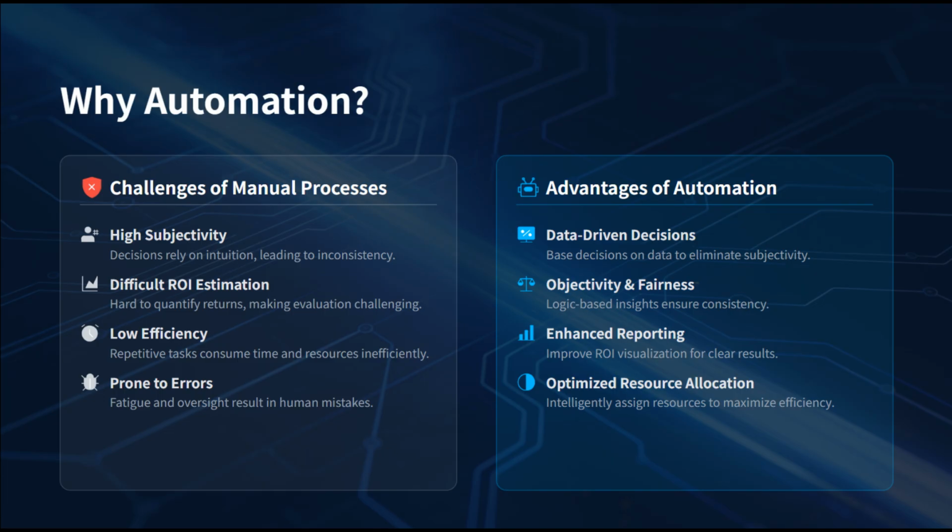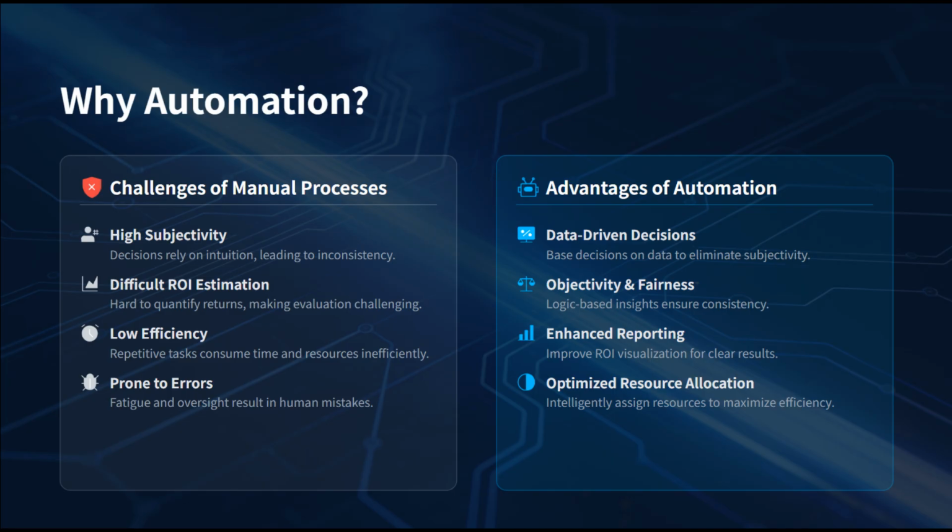First, why automation? Let's be honest, manual work has a lot of problems. It's inconsistent, because people make decisions based on their gut instead of facts. It's slow, because you waste hours on the same boring tasks over and over. It's easy to make mistakes, too. Tiredness or a quick mistake can cause errors. And it's hard to know if your work is worth it, because you can't easily measure the results, ROI.